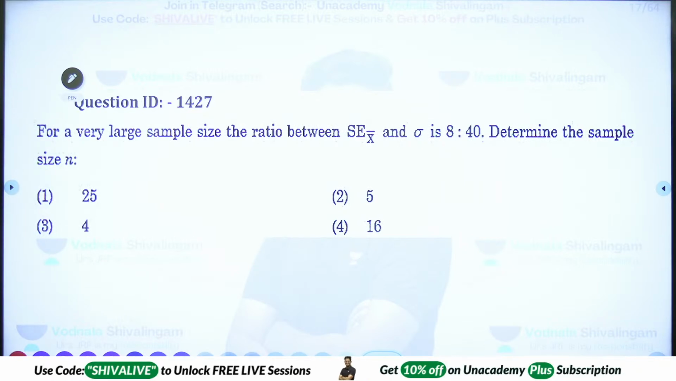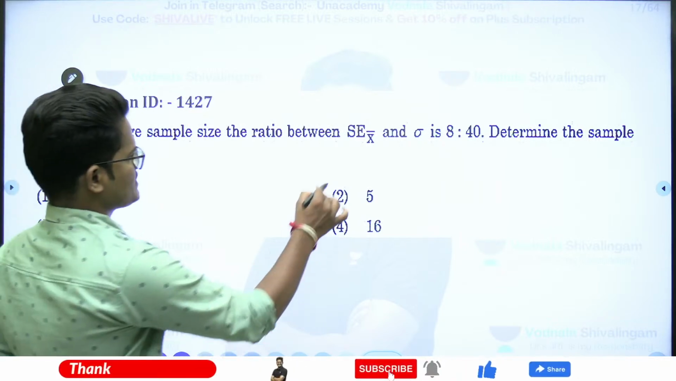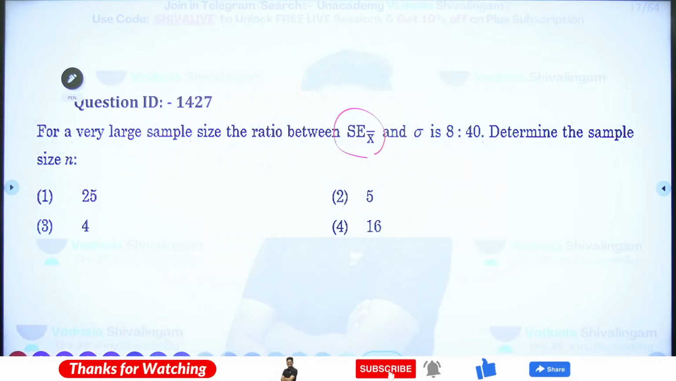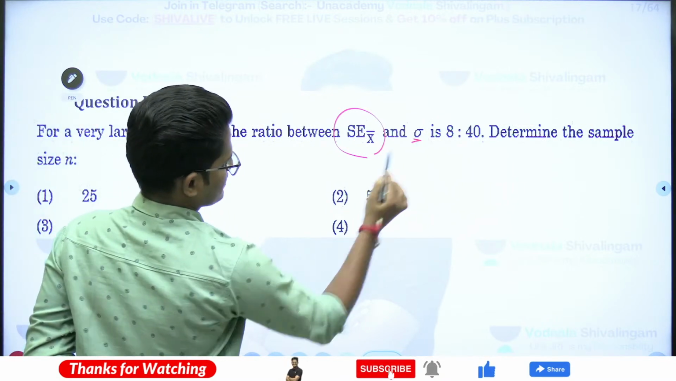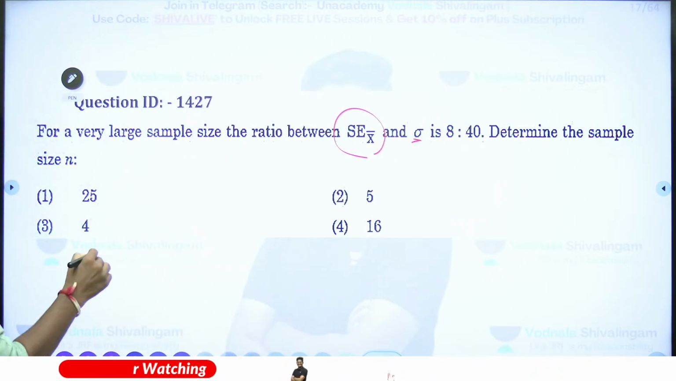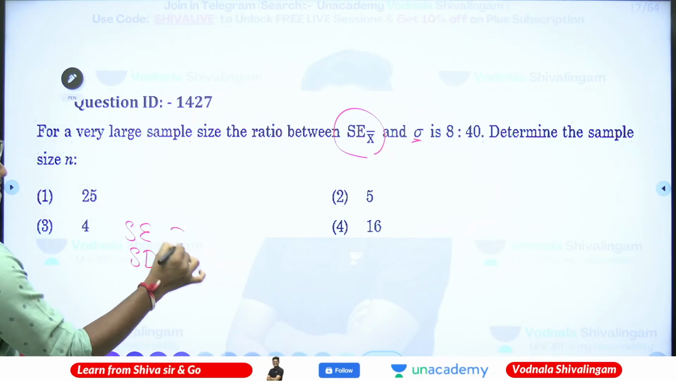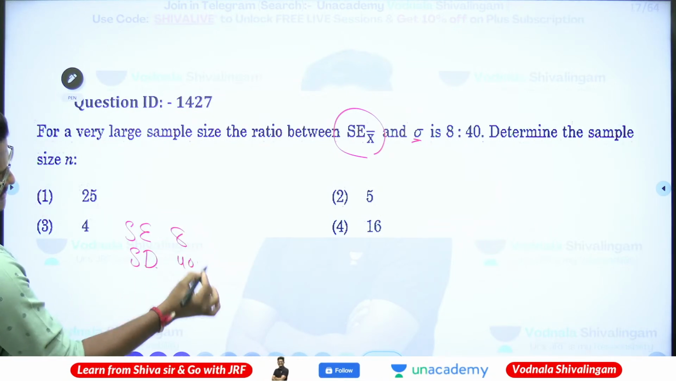For a very large sample size, the ratio between the standard error and standard deviation is given. Sigma is the standard deviation. Standard error to standard deviation is 8 to 40.